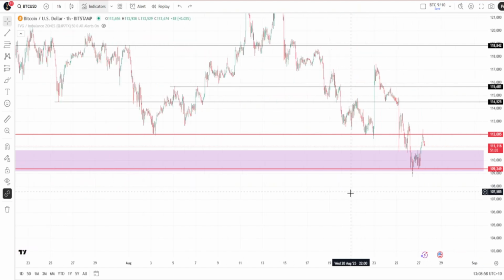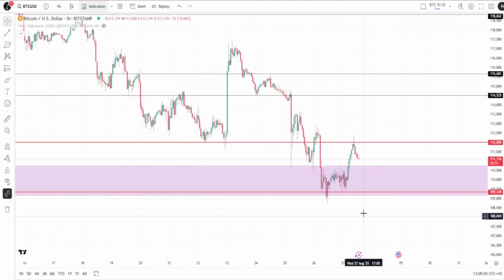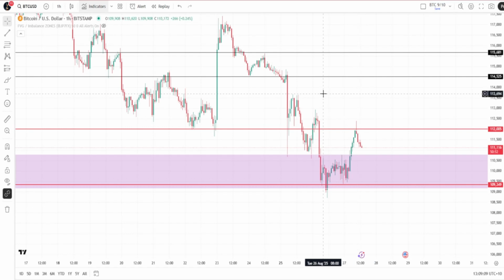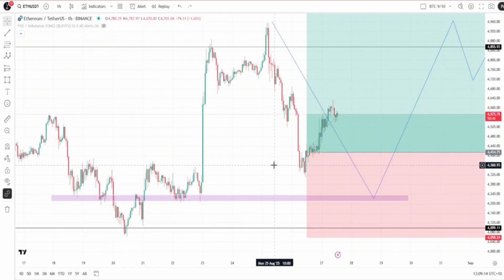So moving forward here on Bitcoin, I'm not 100% confident that we have the $109,000 bottom in yet, but I am liking the way a lot of this is playing out. So let's have a look at the altcoins and see how they're all tracking along. Firstly, we'll start with the Ethereum trade.